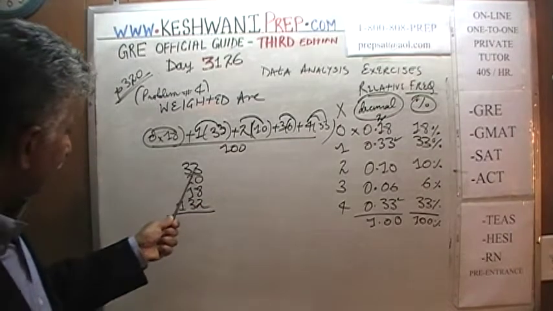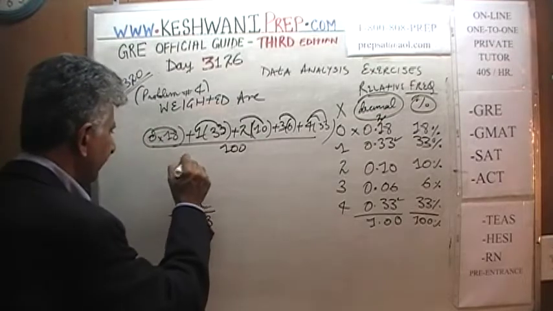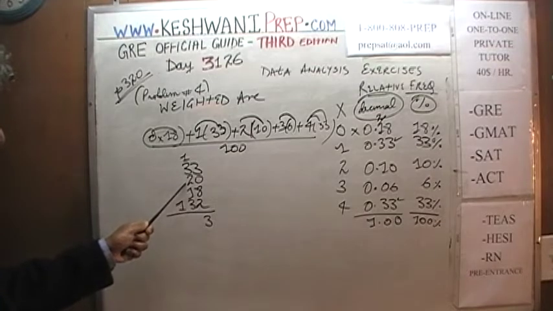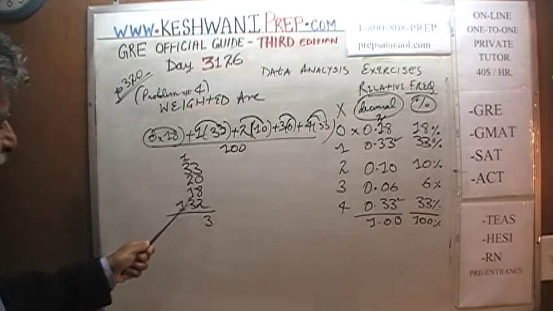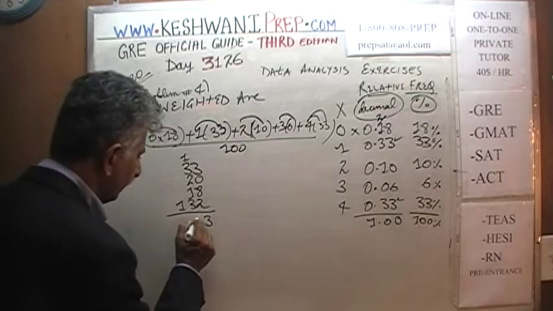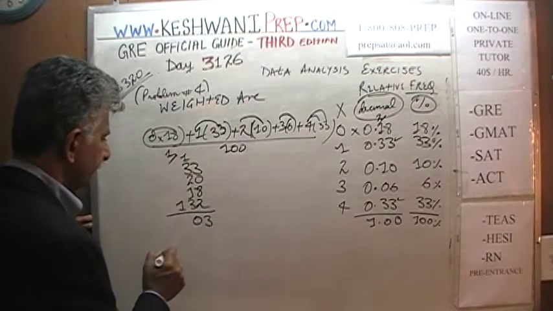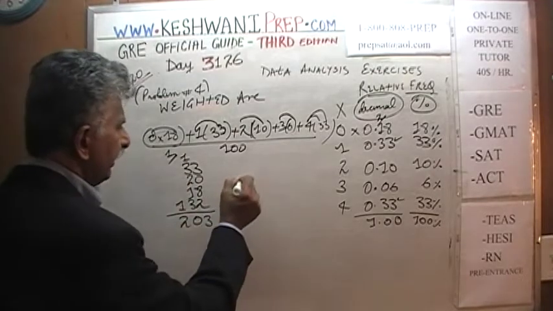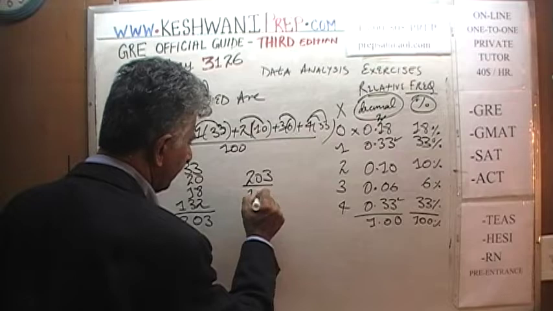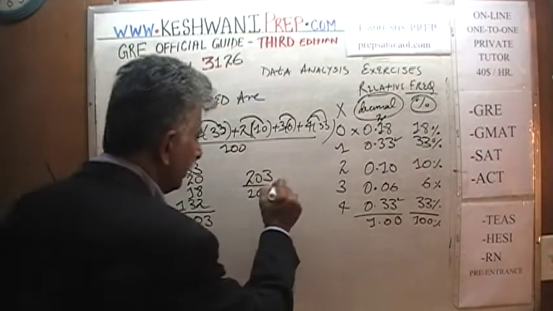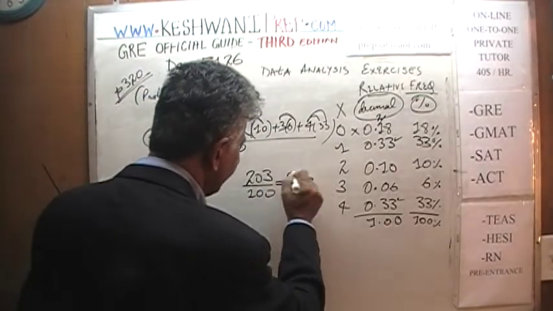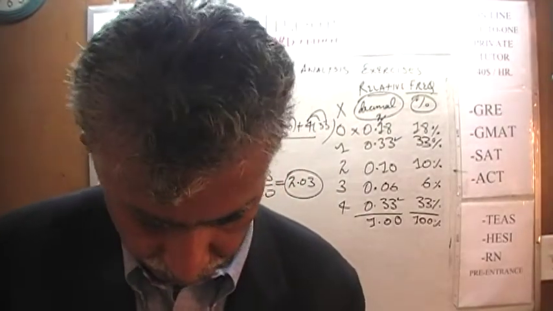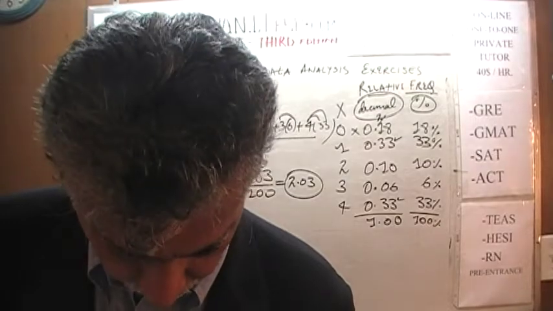8 plus 2 is 10, and 3 we have 13, carry 1, 3 plus 1 plus 3 is 4, 4 plus 2 is 6, 6 plus 4 is 10, so 0, carry 1. And then here 1 plus 1 is 2. There we go. So we end up with 203 divided by 100, and therefore the overall average is 2.03. The average of this variable is 2.03, just a little over 2. Just a little over 2.